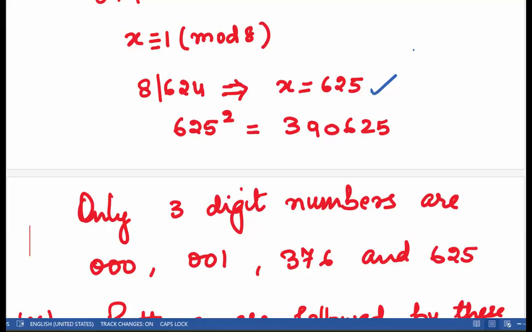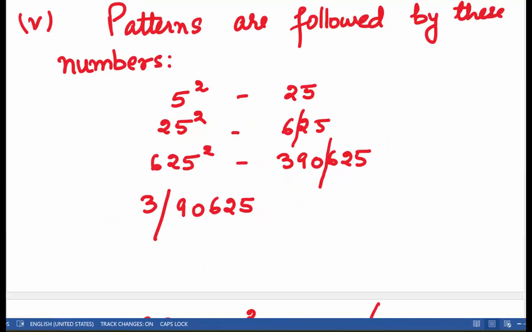625 whole square is nothing but 390625. The last 3 digits are the same as the number 625. The only 3-digit numbers then are 000, 001, 376 and 625. Patterns are followed by these numbers. You can see that when we take 5 square we get 25. 25 square is 625. If you drop the number 6 we get 25. Or you can say we have prefixed 6 to 25 and we get another automorphic number 625.